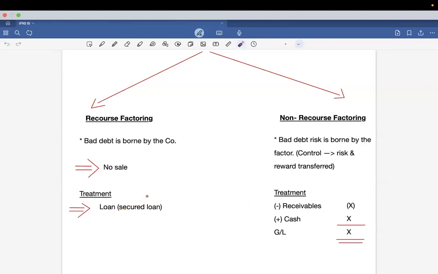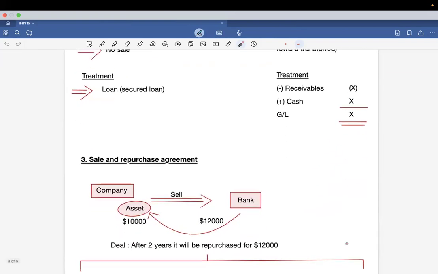Understood? Under non-recourse factoring, what happens? Your bad debt risk is borne by the factor. Hence, the control and the risk and reward are transferred to the factor itself. So, what are you going to do? You're going to derecognize the receivables, deduct from the receivables and make it a cash transaction, and the gain or loss would be recorded. Clear? Okay, clear.